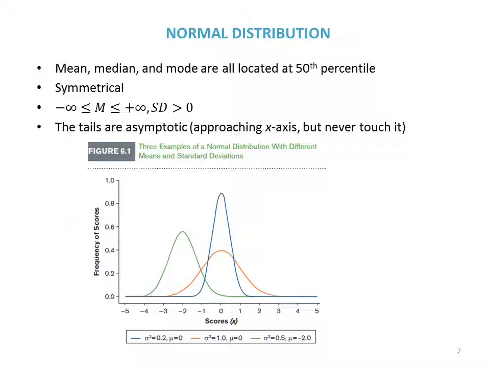So the last characteristic of a normal distribution is that the tails of the distribution are asymptotic. That means the tails are always approaching the x-axis but never touch it. This allows for the possibility of outliers in a data set.